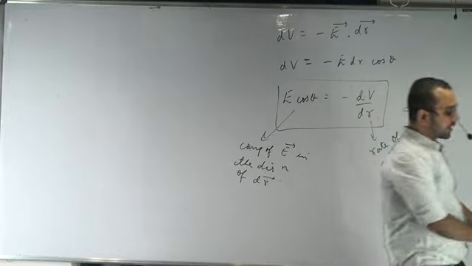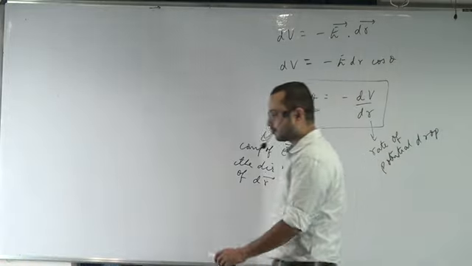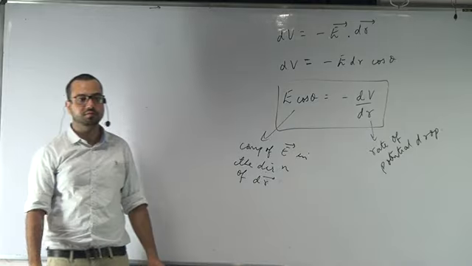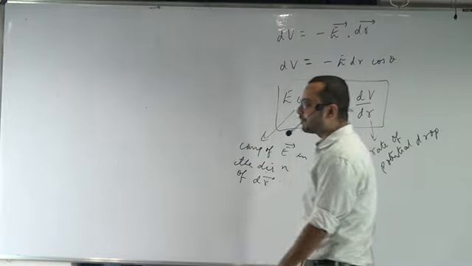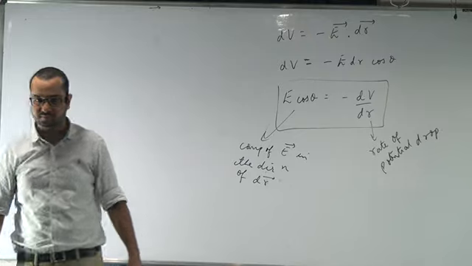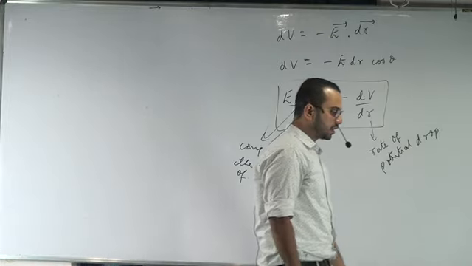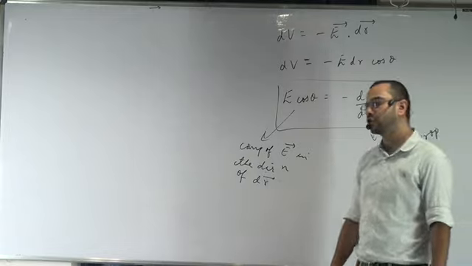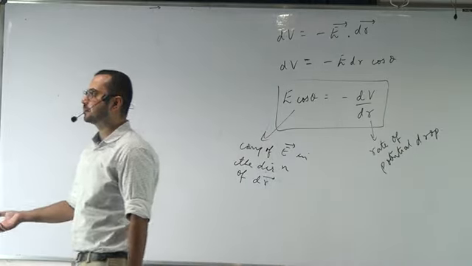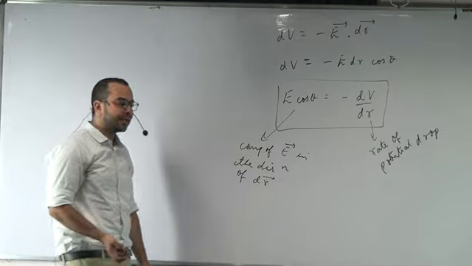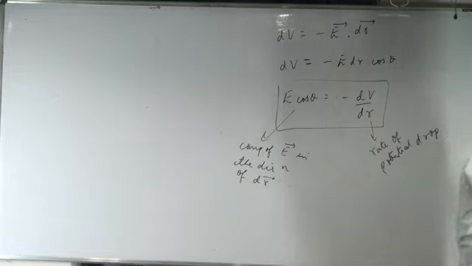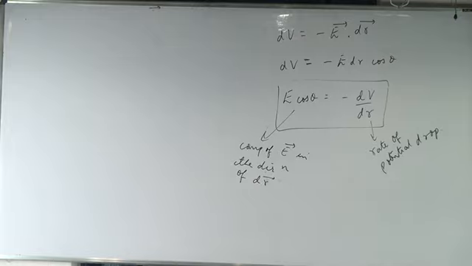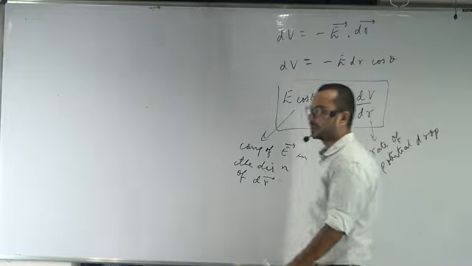Okay, another thing you need to understand is, and you can write this statement also. The electric field is in the direction in which the rate of drop in potential is maximum.